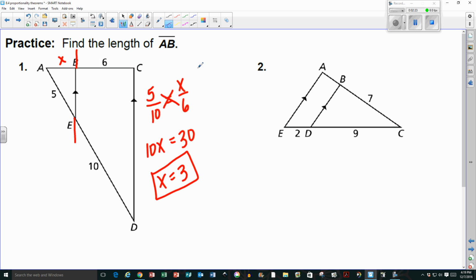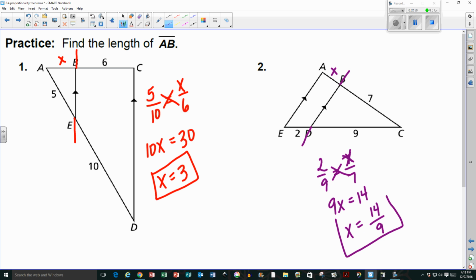Okay, same thing over here. If you extend the sides a little bit, we're looking for AB, so that's my X. I get 2 over 9 equal to X over 7. Cross multiply, 9X equals 14. So X is 14 over 9. And you can just leave it as a fraction. There's no need to get the decimal.